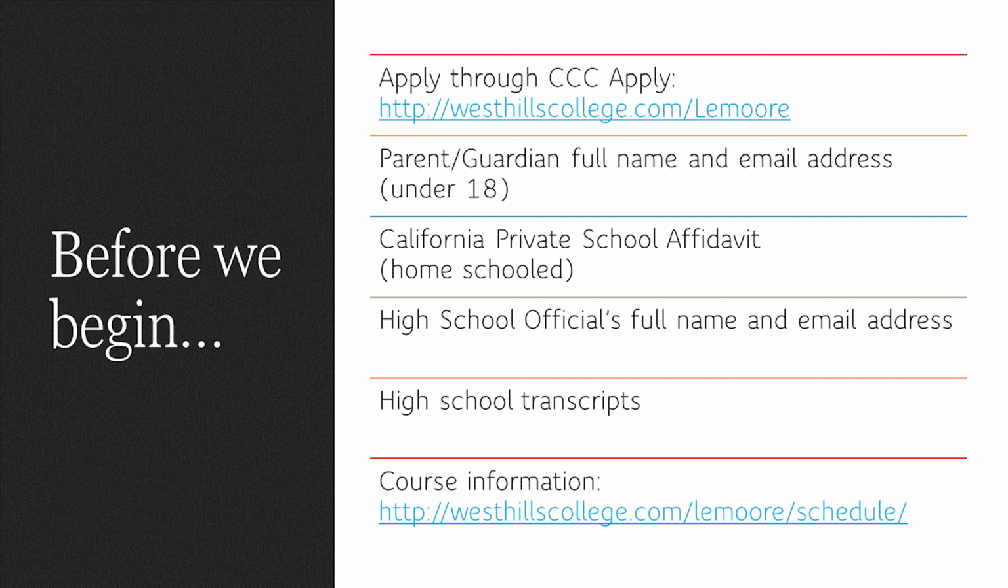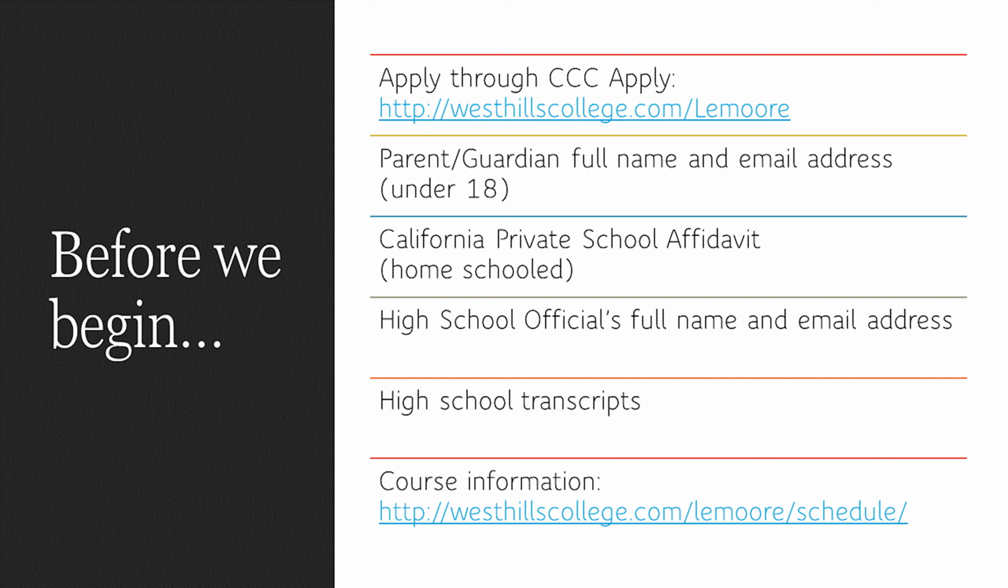If you are under the age of 18, you need to provide the full name of your parent or guardian and an email address. The parent email address has to be different from the one used for the student, so if your parent or guardian does not have an email address, please have them create one. If you are homeschooled, you need to provide a copy of the State of California Private School Affidavit.